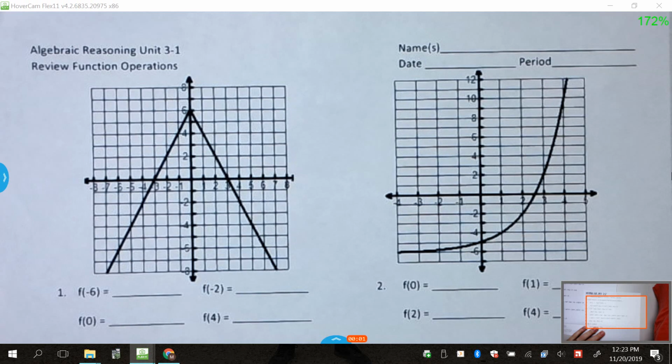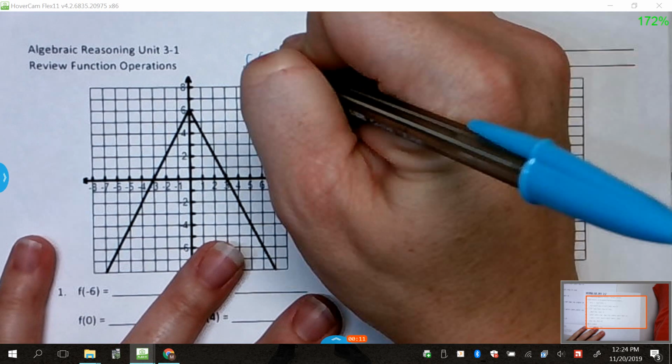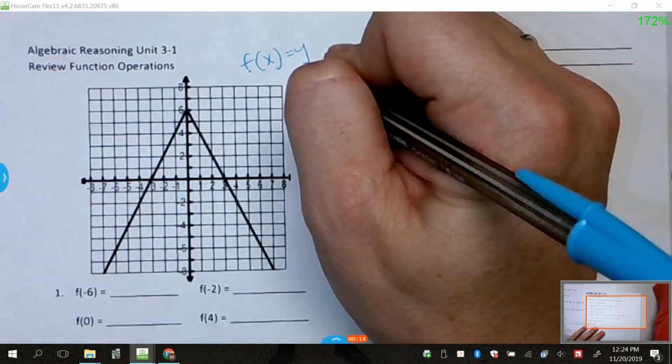Alright, y'all, test coming up. Algebraic reasoning. This is 3-1. Okay, so I want you to remember a couple things. f of x equals y. If it's inside the parentheses, it's giving you x. If it's outside the parentheses, it's giving you y.